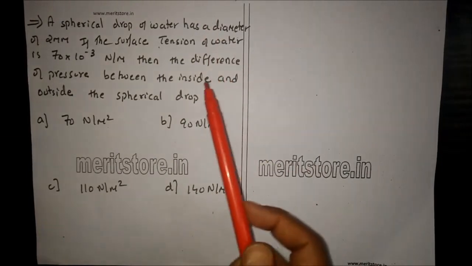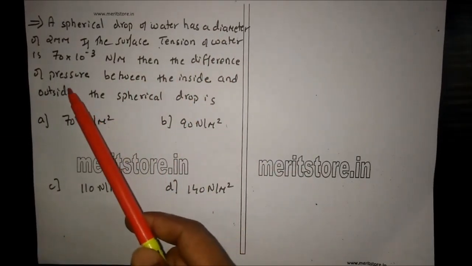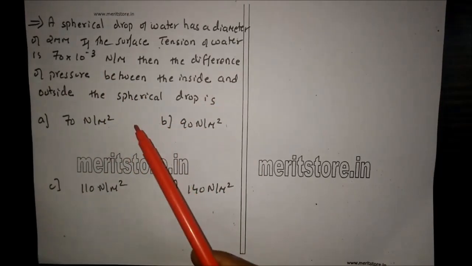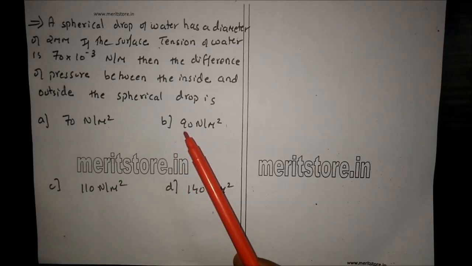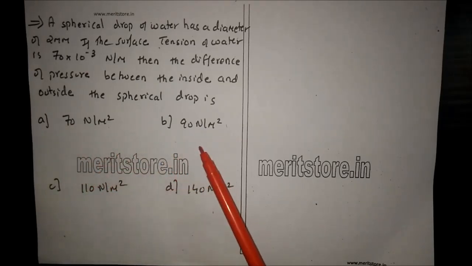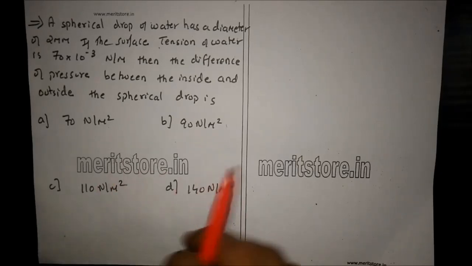A spherical drop of water has a diameter of 2 millimeter. If the surface tension of water is 70 into 10 raised to minus 3 Newton per meter, then the difference of pressure between the inside and the outside of the spherical drop is either A 70 Newton per meter square, B 90 Newton per meter square, C 110 Newton per meter square, or D 140 Newton per meter square.